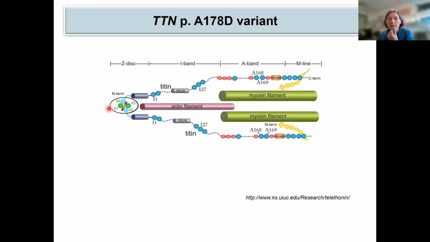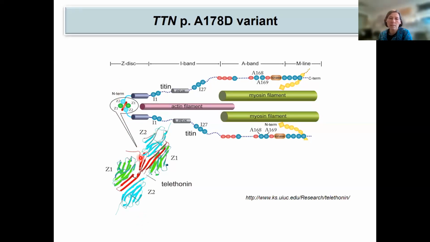So Titin, as I said, is a really large protein, and basically each single Titin molecule spans half a sarcomere from the Z disc to the M line. So kind of really long molecule. And the missense is in the second domain, so at the way N terminus, in the so-called Z2 domain, an immunoglobulin domain, and together with Z1, it forms a complex with a protein called teletonin.